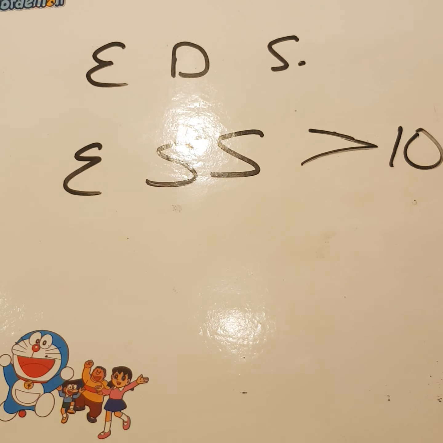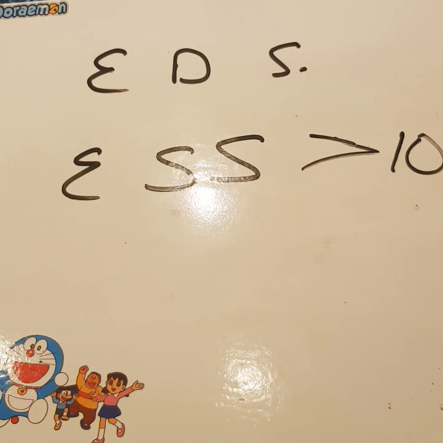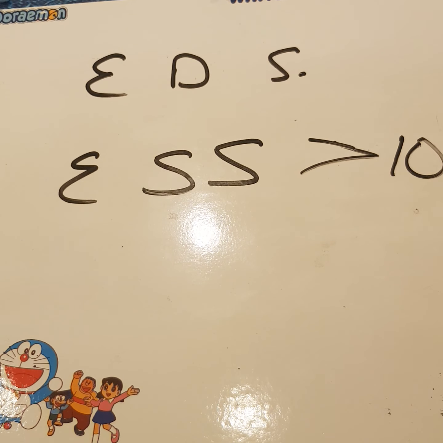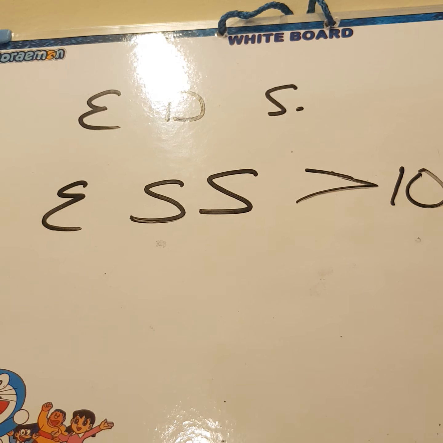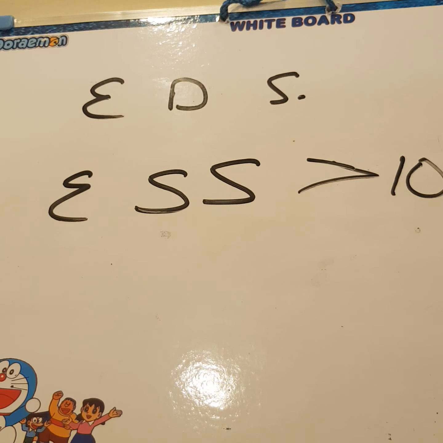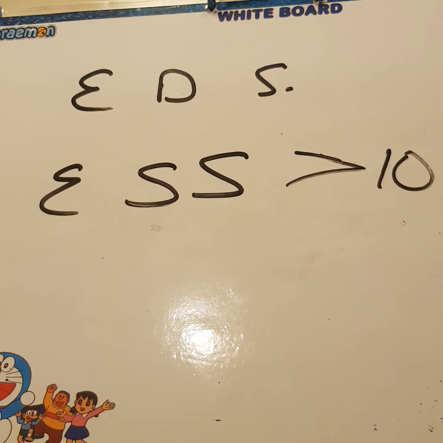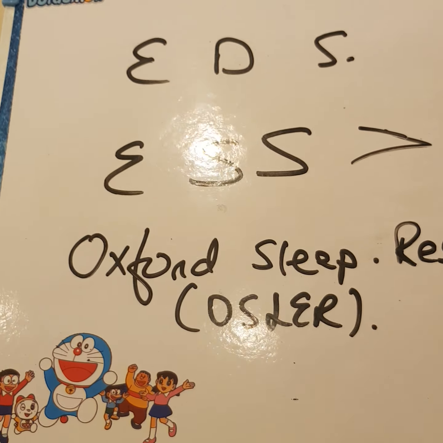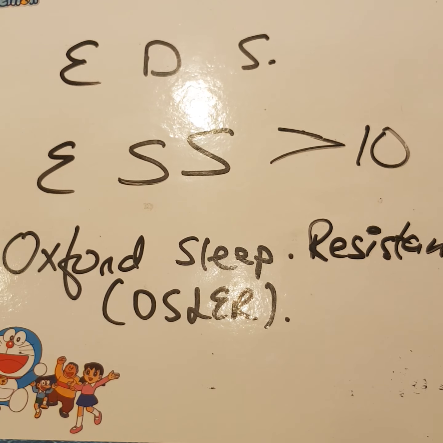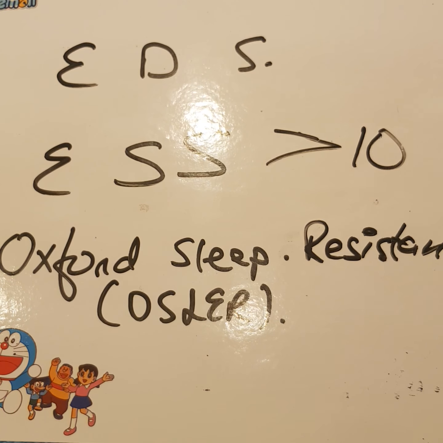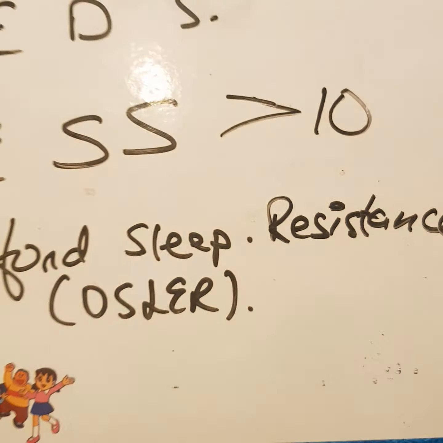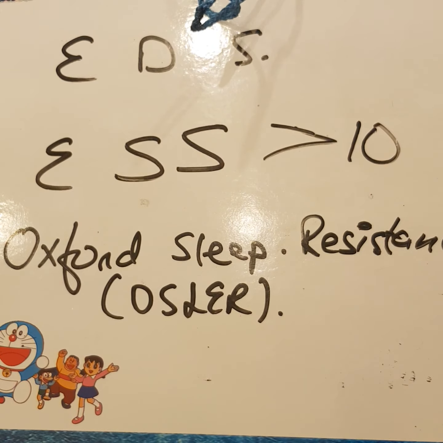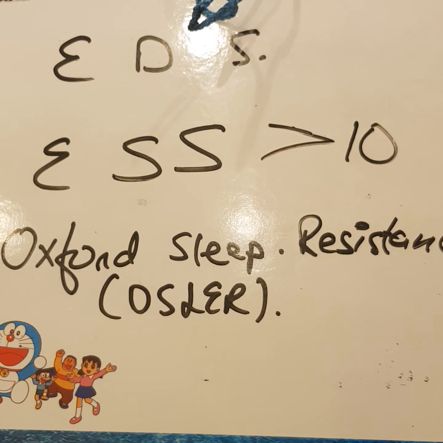So for excessive daytime sleepiness, you need to remember that the most important test is the Epworth sleepiness scale, and a value greater than 10 is considered to be significant excessive daytime sleepiness. Another important test is psychomotor vigilance, which can be measured using the Oxford Sleep Resistance Test. Another name for this test is OSLER.